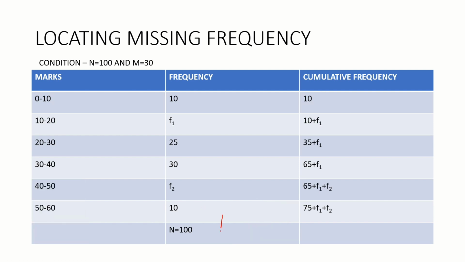So first of all, we need to remember that F1 plus F2 equals 25. Now once we've known that, what we need to do is that we need to figure out F1 and F2 separately, right?